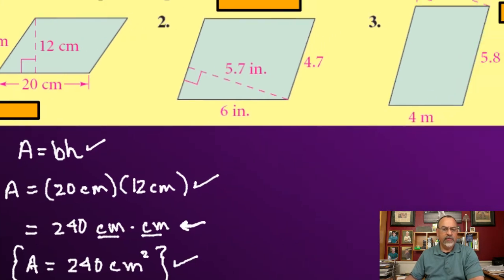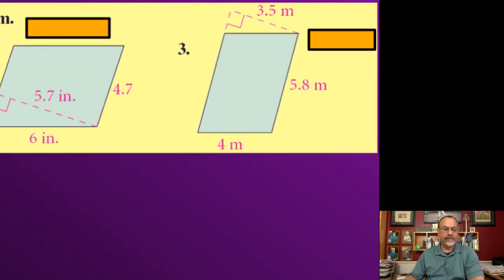Alright, let me jump over here and do number 3. In number 3 here, again, they ask for the area of the parallelogram, so I know the formula I'm going to use is base times height. Now, the area value is not given to me, though that's what I'll be determining. The base and the height have to be perpendicular numbers.